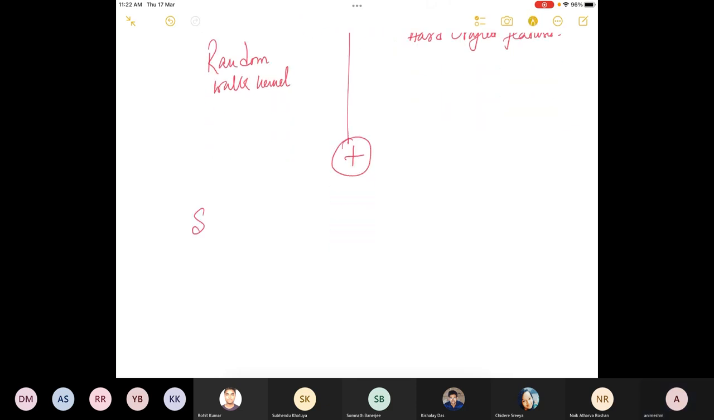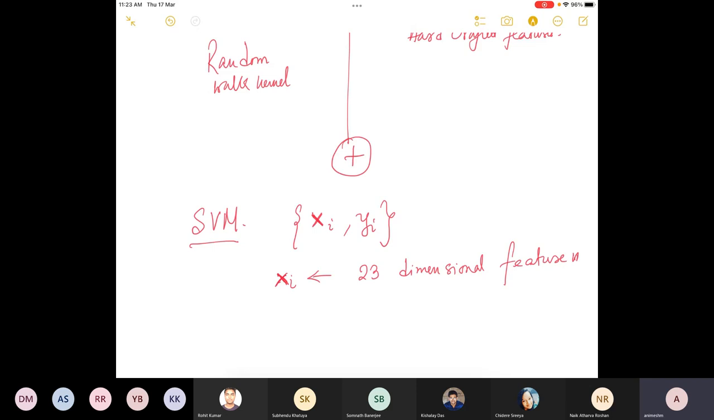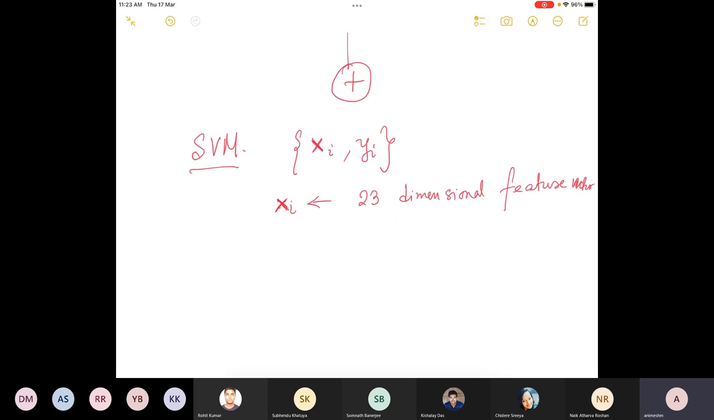They used a traditional SVM framework to do their predictions. If you recall, in any standard supervised machine learning framework, you will have a feature vector with a set of labels associated with it. Now here in our case, xi is a 23-dimensional feature vector, right? It's a 23-dimensional feature vector in our case.